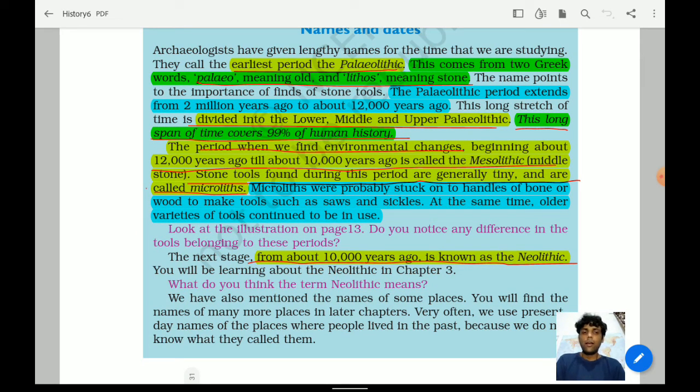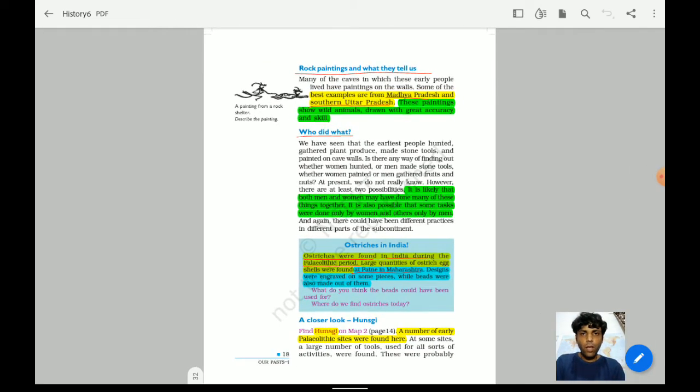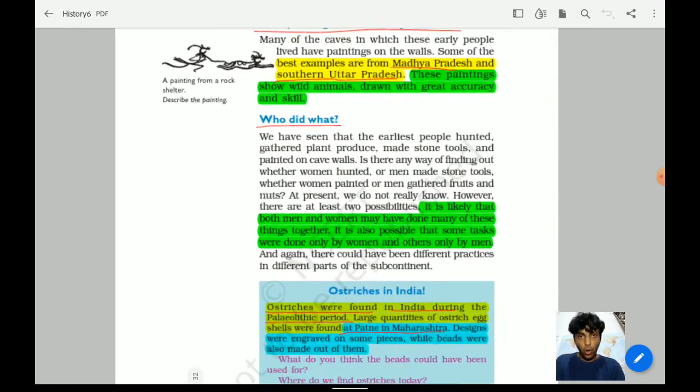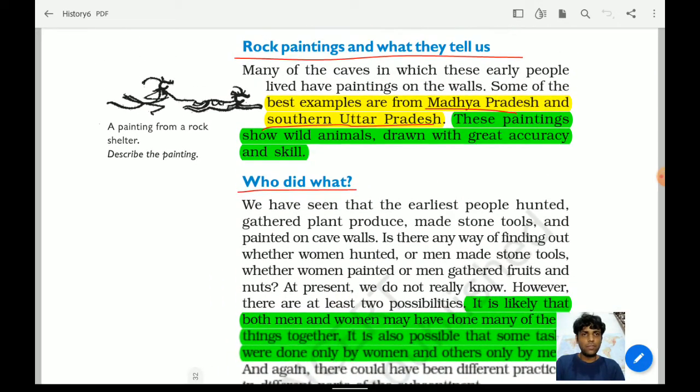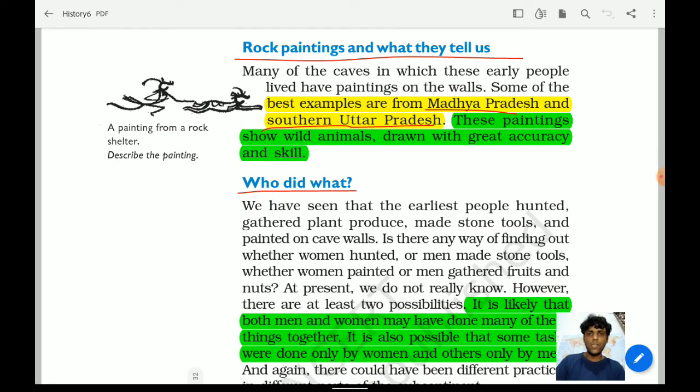Okay, so we will understand the Neolithic in chapter 3. Okay, so let us move ahead. So it is referring now to the rock paintings, of which we have already seen a smaller glimpse, but let us understand. The best examples are from Madhya Pradesh, from Bhimbetka.